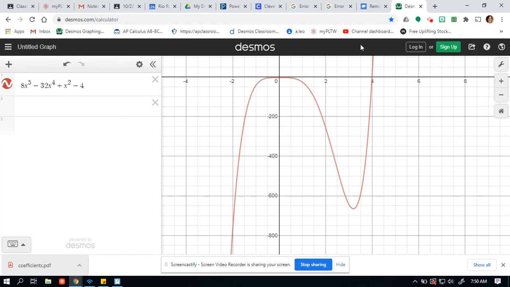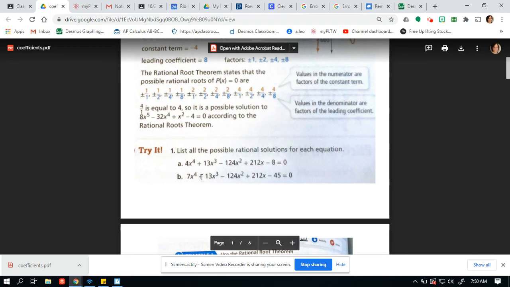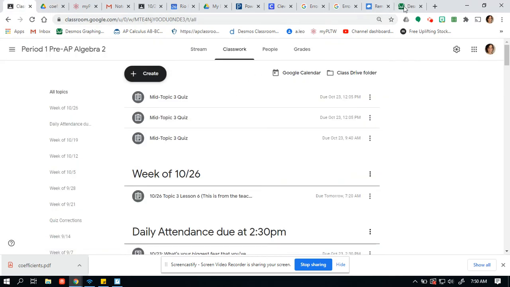And there's my Desmos if you want to see what I did. But I will hopefully have the try it here soon. If not, I believe I grabbed them in the assignments. Let's see. I might not have. Oh no, they're here. So if you want to try the try-its beforehand, you can go ahead and do that.